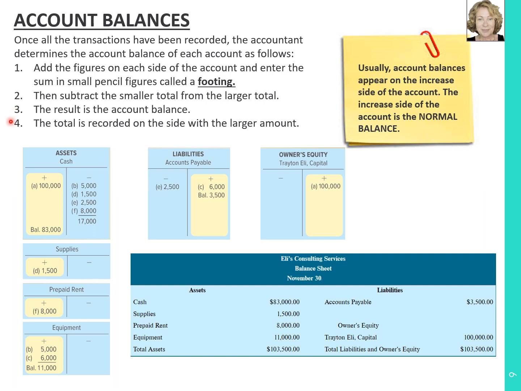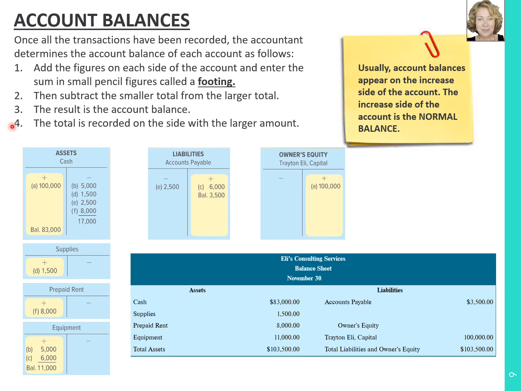The total is recorded on the side with the larger amount, and usually the account balance appears on the increased side of the account. What that means is that, for instance, assets increase with debits, so typically that's where the balance would be. We also refer to that as the normal balance.